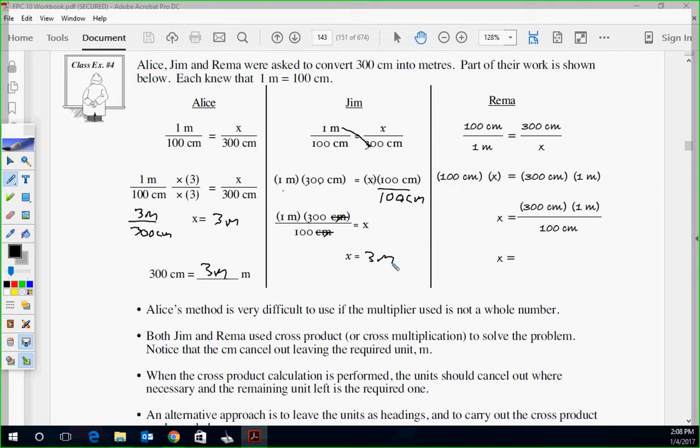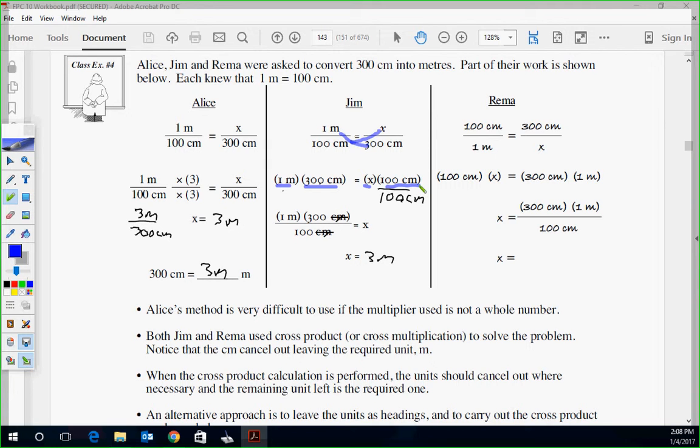So again, their first step, let me highlight this one more time. Their first step is they went 100 centimeters times x, 300 centimeters times 1. That's why these are here. Then they divided the 100 over, canceled the unit of centimeters. 300 over 100 is 3, and you have the 1 meter. 3 times 1 is 3.